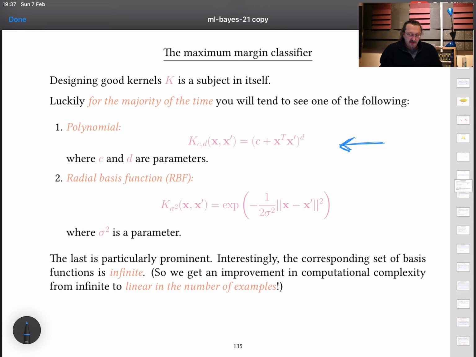And the second one is the radial basis function kernel, and this really in practice is the one that is overwhelmingly the most popular. And this too has a parameter, in this case sigma squared, which, well, this should look fairly familiar. You know what shape this thing has. It's like a normal distribution, and the sigma squared affects the width. Now, those parameters, C, D, sigma squared, are important. We'll come back to them later because it's important to set them correctly.